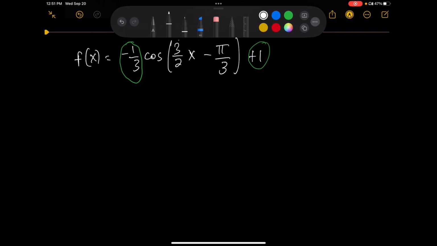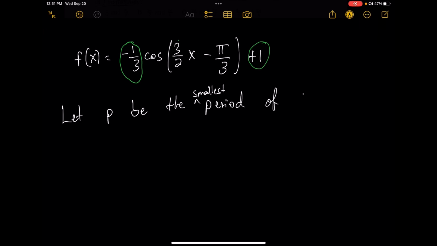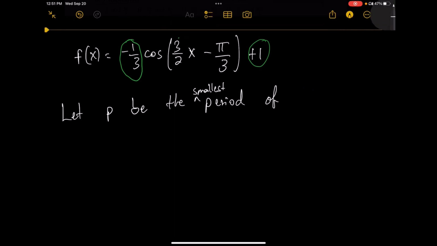Okay, let p be the period. In fact, you can say the smallest period of the function. Period means it repeats. Periodic function, periodic motion in physics, means something that repeats, we call it periodic. Let p be the smallest period of the function f.